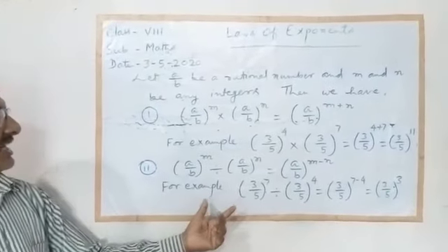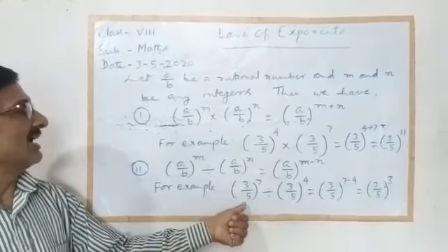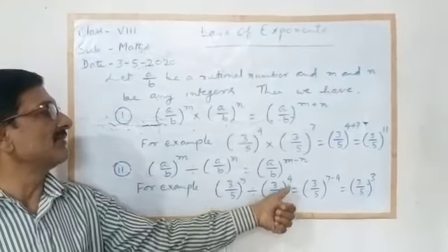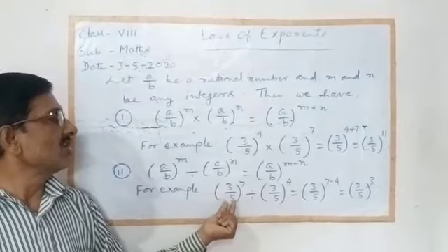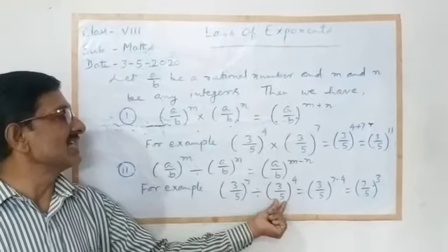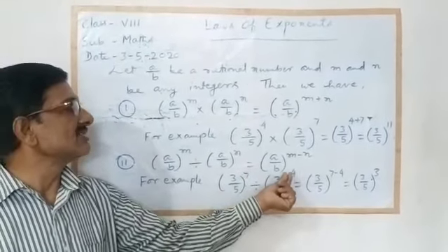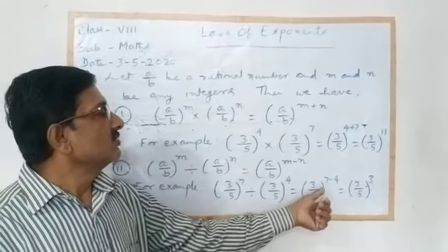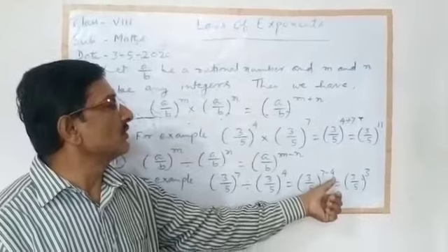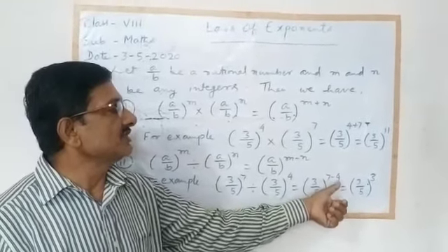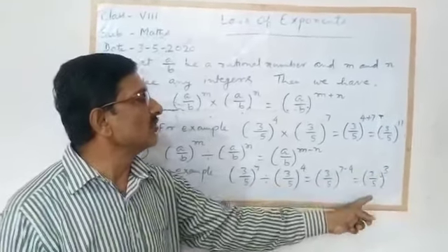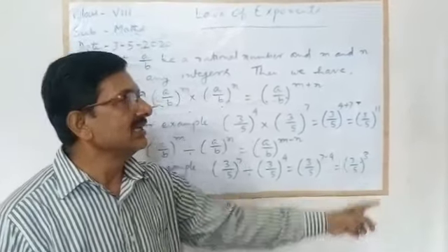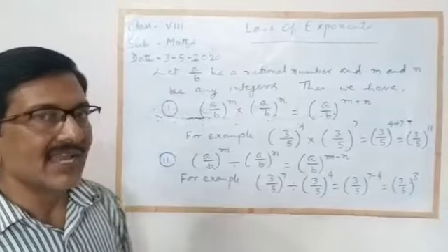So take an example. 3 by 5 to the power 7 is divided by 3 by 5 to the power 4. Here also we are getting the same bases but different exponents. So the result will be 3 by 5 to the power 7 minus 4. 7 minus 4 gives you the result 3. So the result will be 3 by 5 to the power 3. In this way we can solve any question.